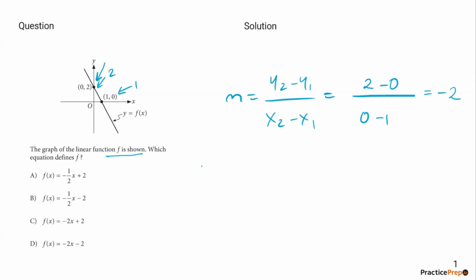So you don't have to plug points back into the equation y is equal to -2x plus b, because this we do when we do not see the y-intercept. But if you clearly see it, then to save time, you can just state that the y-intercept here is 2. So the correct answer to this question is C.